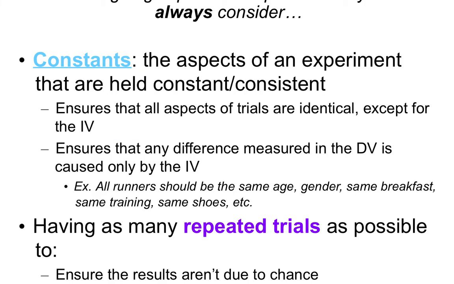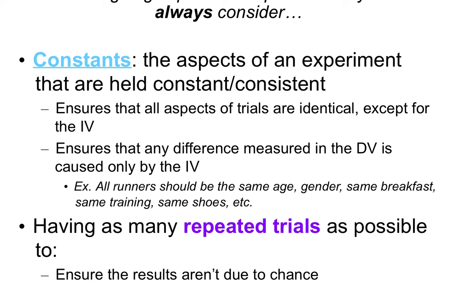Anytime you run a procedure, you want to consider constants: the aspects of an experiment that are held constant and consistent. You want to ensure that all aspects and trials are identical except for the independent variable. That is the thing that is changing. And you want to ensure that any difference measured in the dependent variable is only caused by the independent variable.